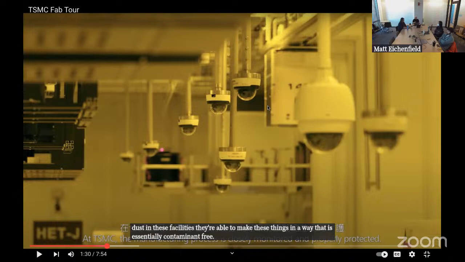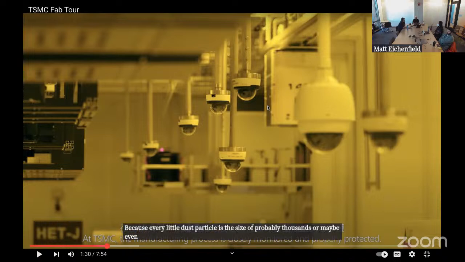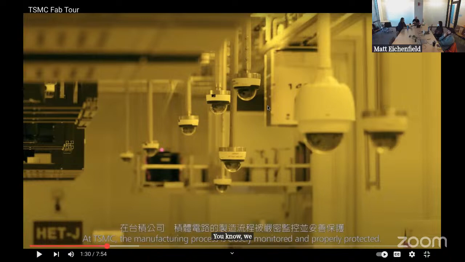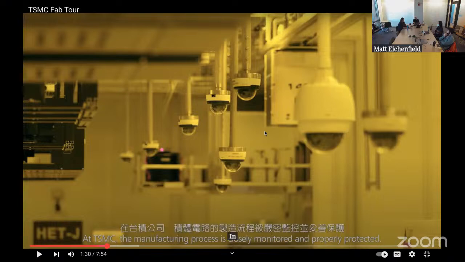Every little dust particle is probably the size of thousands or maybe even millions of transistors. Dust particles can completely take out a region of a wafer and make those things not work. So when we talk about building photonics at scale for quantum computing and quantum networking, we want to also be able to make these things in very, very large numbers. So we're going to need to leverage these same kinds of techniques. In fact, the same facilities, really.